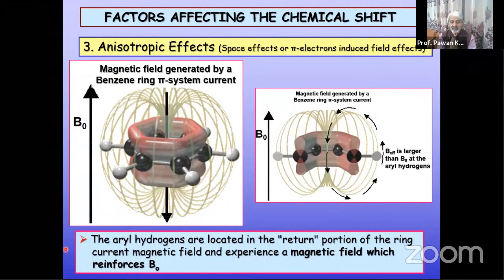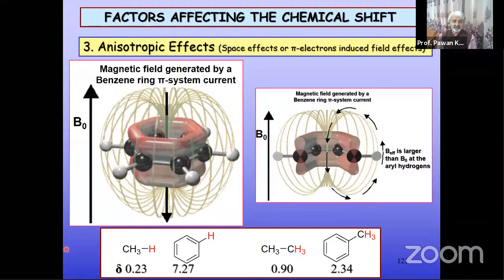So now at the hydrogens of the benzene ring, the induced magnetic field and the applied magnetic field are in the same direction. If they are in the same direction, that is a true case of de-shielding. So this is a case of de-shielding, where the induced magnetic field is reinforcing the applied magnetic field. And that is why you see methane absorbs at 0.23, whereas benzene absorbs at 7.27.